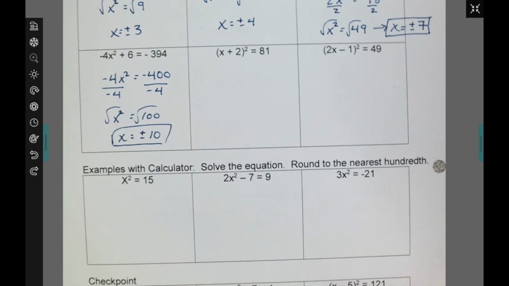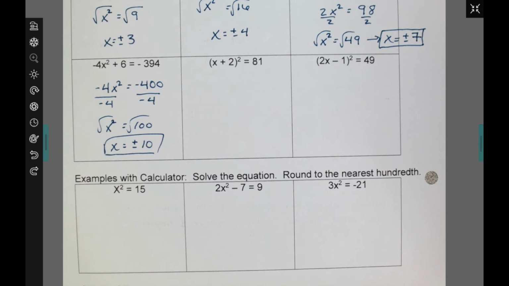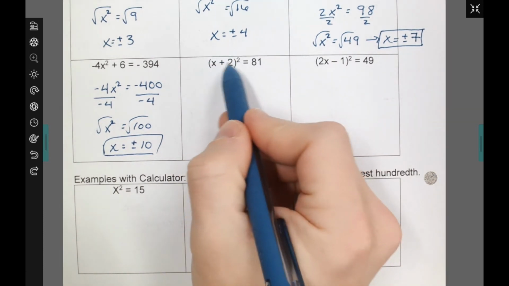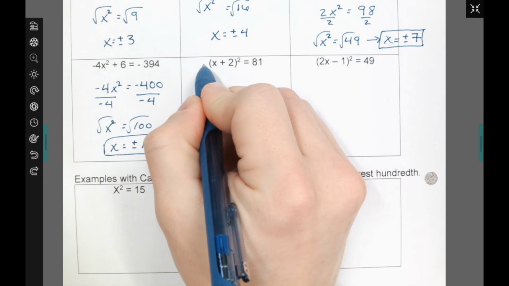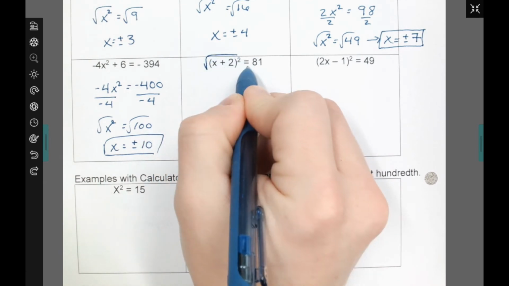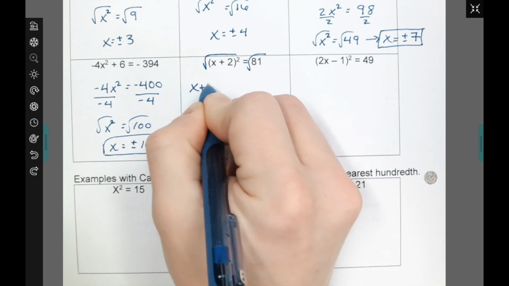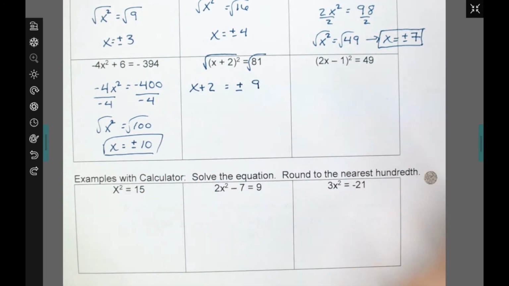Okay, parentheses are where some people struggle. As soon as they throw parentheses in, we're thinking, okay, is there anything outside the parentheses on the left-hand side in this case? So I look at it, there's nothing outside. Since there is nothing outside, you go ahead and square root each side. It's going to leave me with x plus 2 equals plus or minus 9.